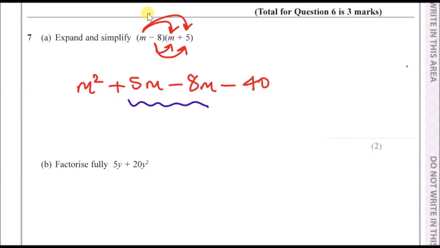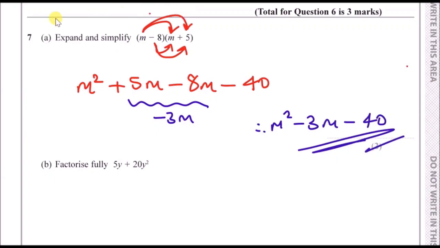And if you do it carefully, you realize that 5m take away 8m is just minus 3m. So therefore, our final answer after simplifying is just m squared minus 3m minus 40. And that's part A done.